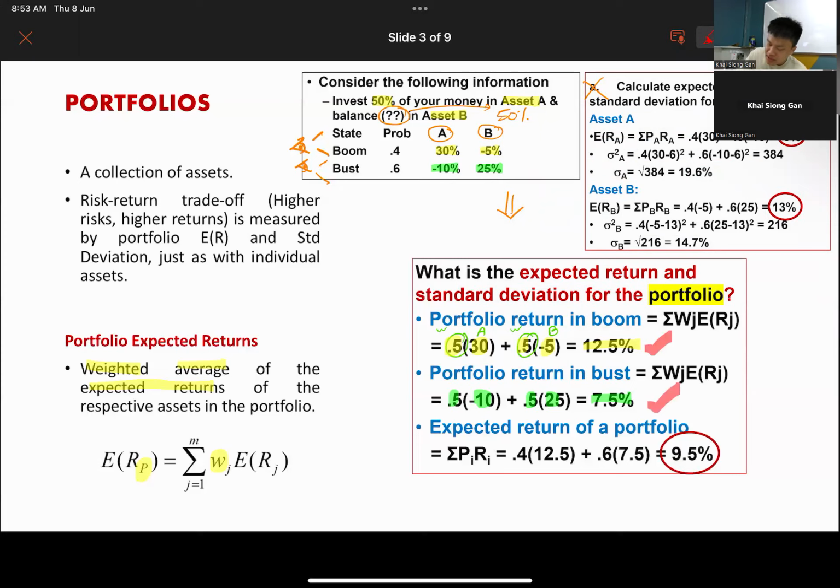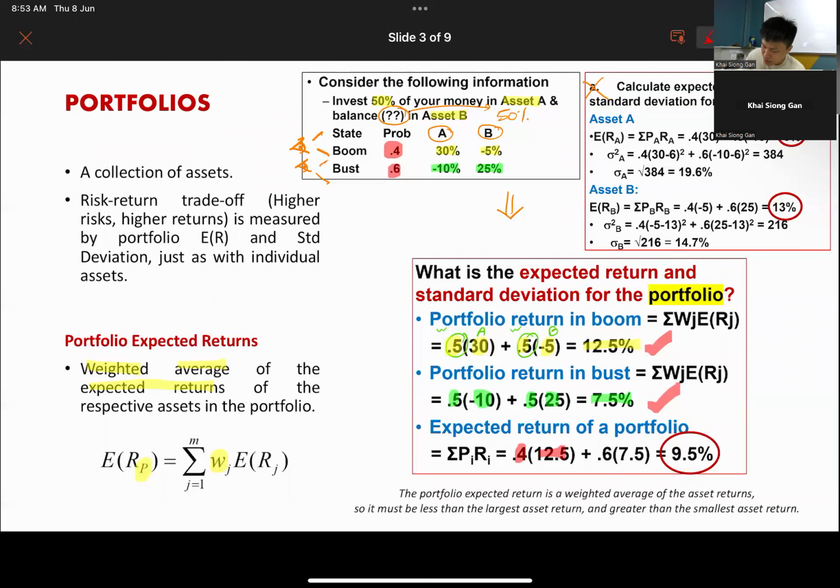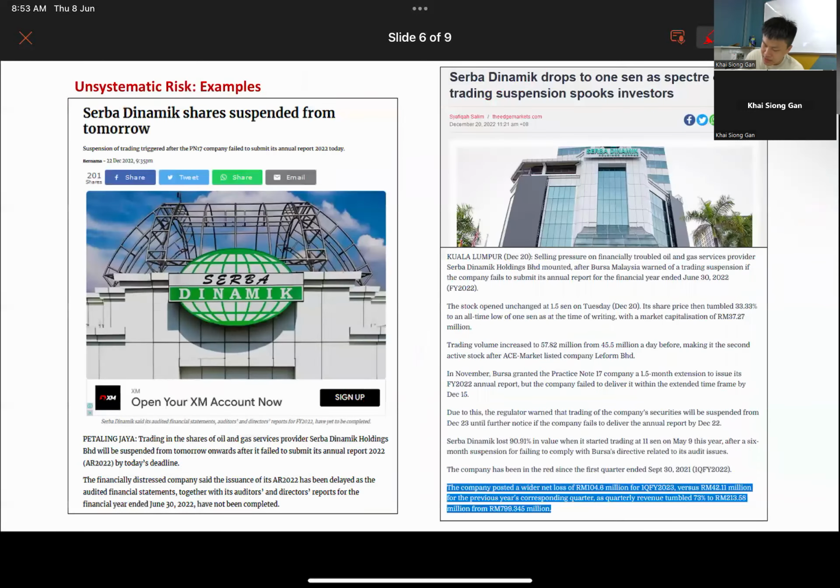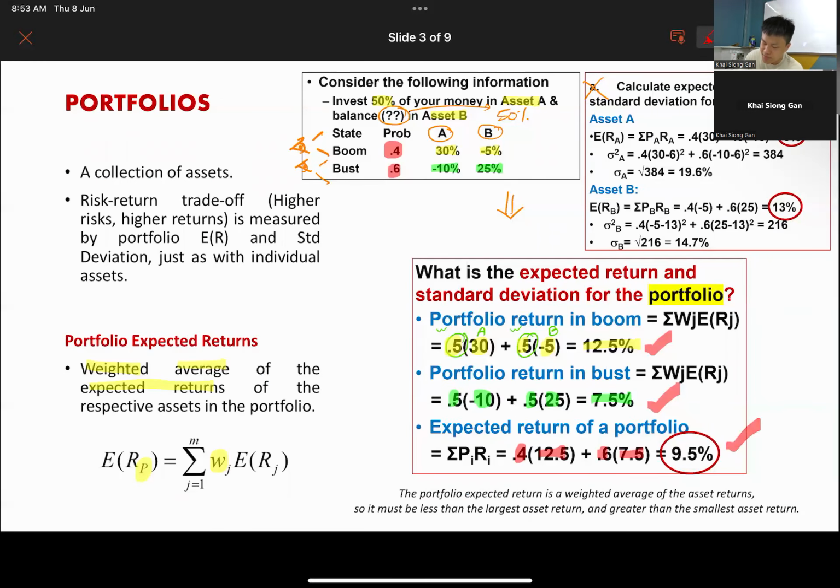And I know that it's 40% for boom to happen and 60% for the bust to happen. So I will use 0.4 times the expected return for boom and 0.6 times the expected return for bust. Therefore, at the end I get this answer, which is 9.5%.